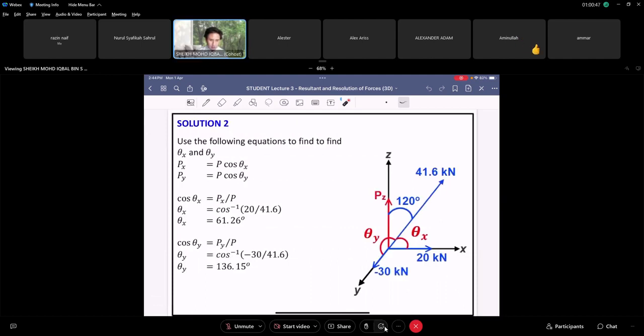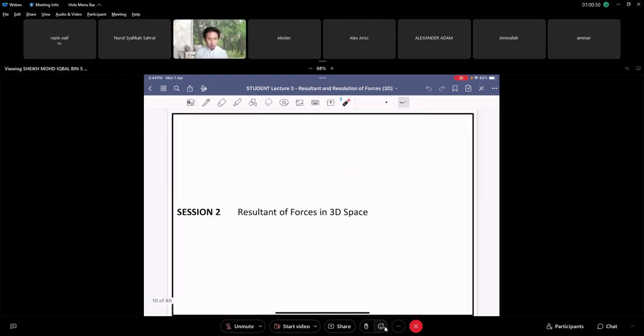So I think we are done with the resolving of forces. Okay, it's very straightforward. Resolving of forces in 3D is you have one force here, then you resolve it into the x plane, the y plane, and then the z plane. Okay, that's the resolving of forces. Once you have resolved the forces, now you need to find the resultant of the forces. Finding the resultant of the forces is a bit easier, much easier than resolving the forces.